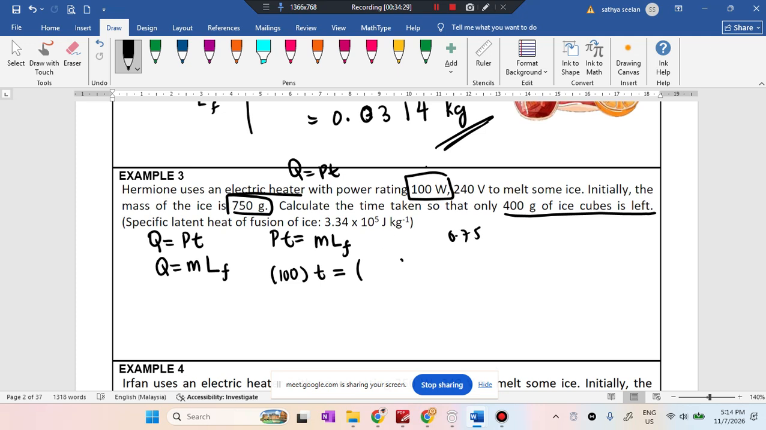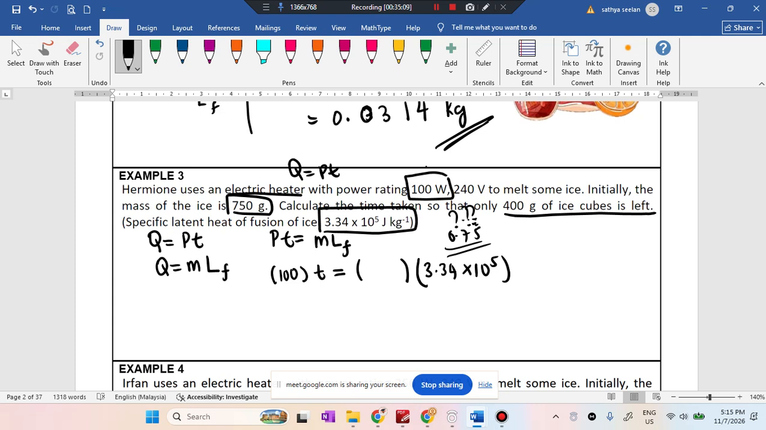Okay. Yes, sir. 0.75. Have to think this one. And what is your LF? 3.34 times 10 power 5. Yeah, right. Good. So you know everything where these things are located, but then your mass. Ya, dia dah convert 0.75 just now. Tapi masih salah. Alisha? Kena tolak. Kenapa you tolak, Alisha?